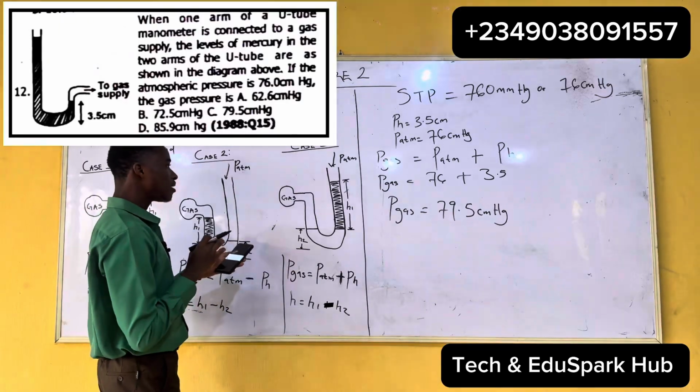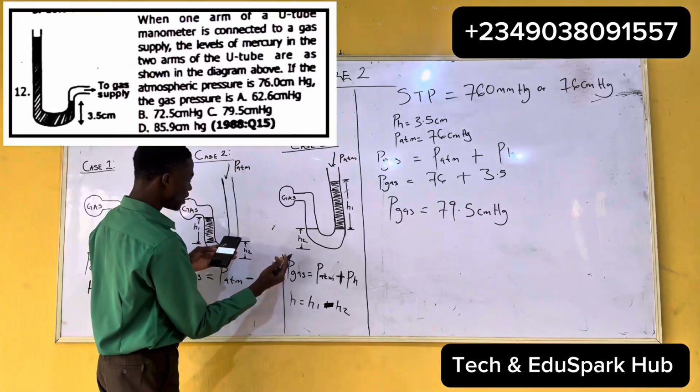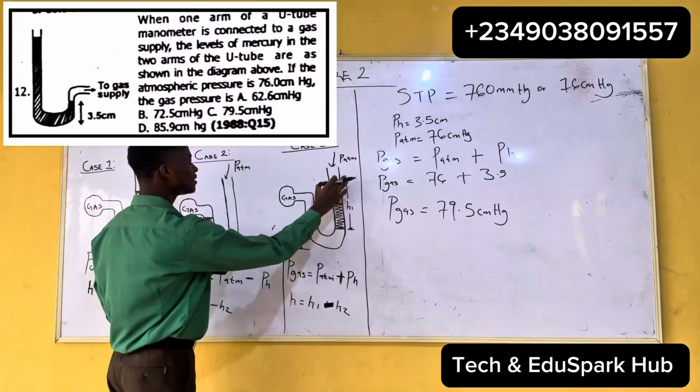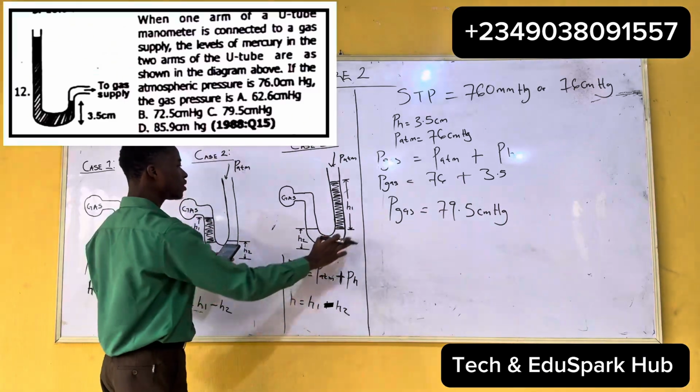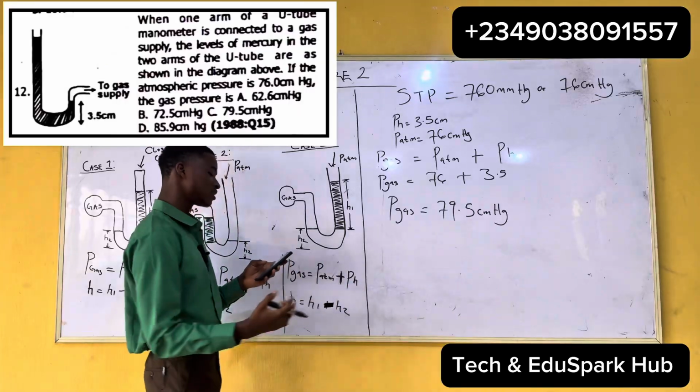So you can see the diagram in the question. You can see we have the longer height, which is on the liquid column, and we have the shorter height, which is on the gas column. So we'll be applying this case theory to this kind of question because the liquid height is longer than the gas height. And this is how we solve questions of this type.